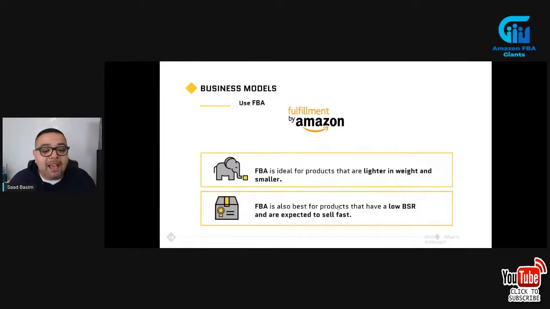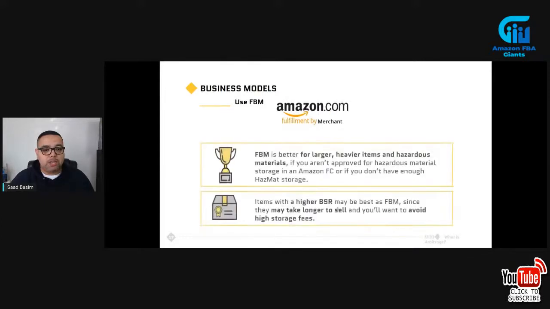FBA is always best for products that have a low BSR and are expected to sell fast. So if you have a product that sells very quickly, and what I mean by quickly is a product that has a turnover maybe once a month. I get a lot of products that sell once a week, or every 2 weeks, bi-weekly, which is really cool. But it's all about volume, getting inventory. So make sure about that. It's really, really cool.